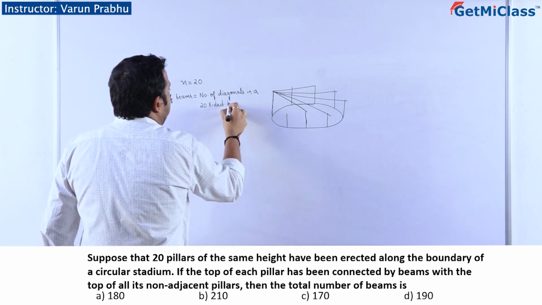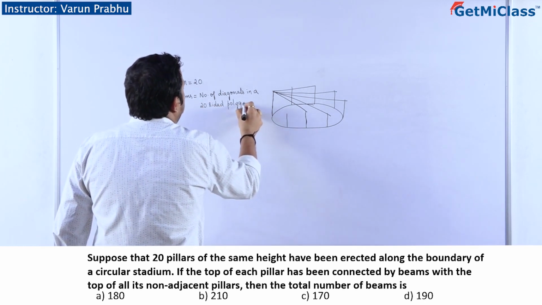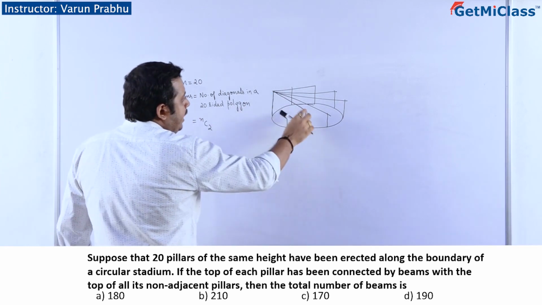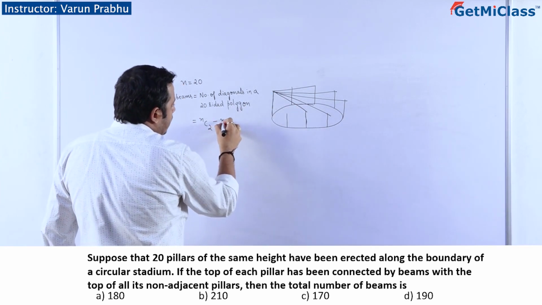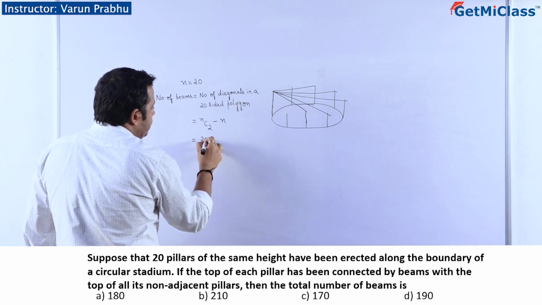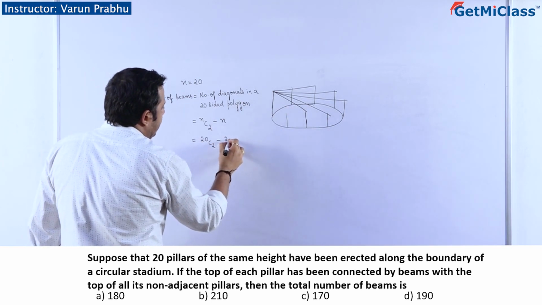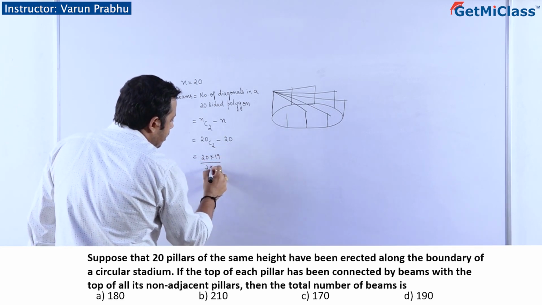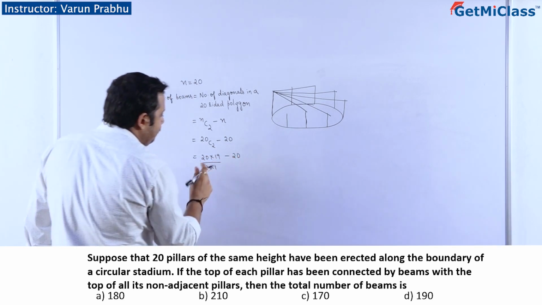In a 20-sided polygon. What is the formula for the number of diagonals in an n-sided polygon? For each diagonal you have to connect 2 points, minus you cannot consider all the sides of the polygon, right? Minus n. So the answer to the question will be 20C2 minus 20, which is 20 into 19 over 2. This is an easy question if you can reason this out properly.